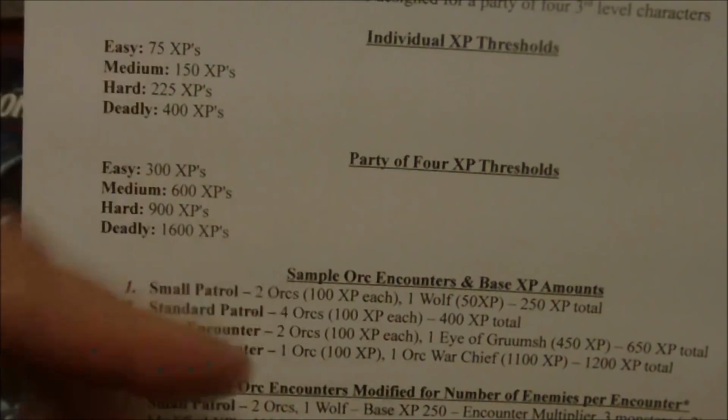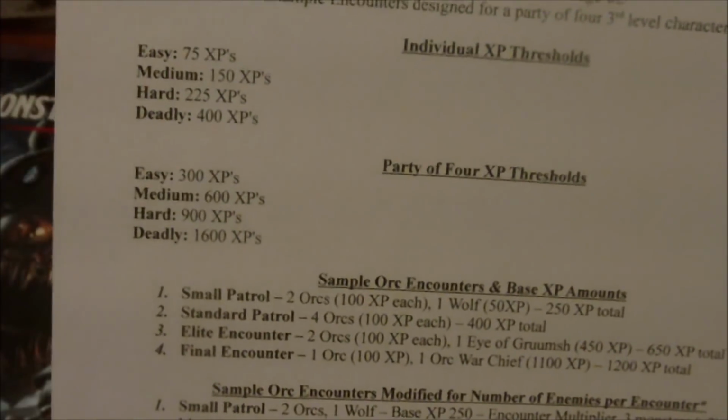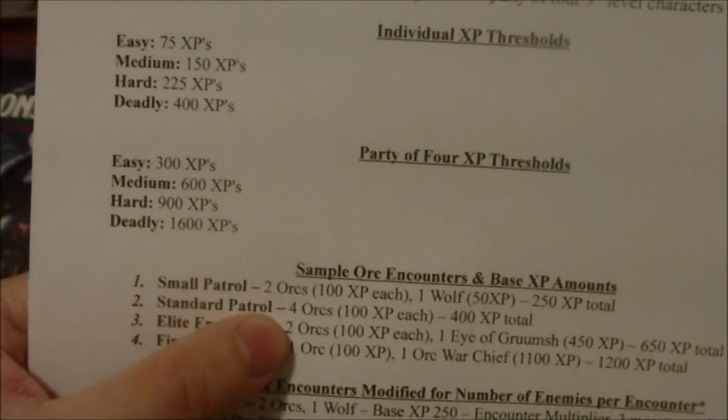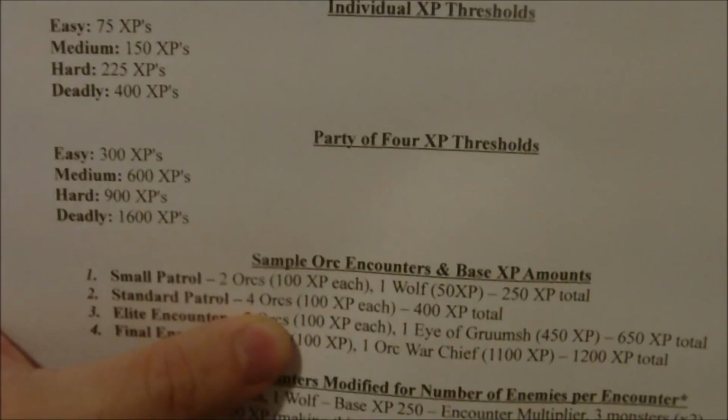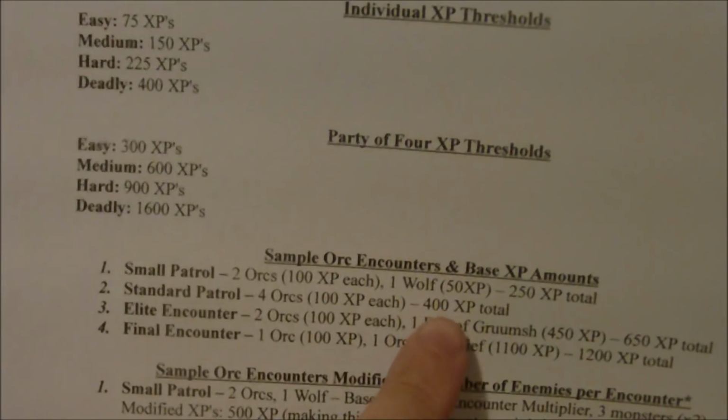But again, I just want to show you how you can design them using these threshold numbers that are in the Dungeon Master's Guide on page 82. We've got our standard patrol, which has 4 orcs worth 100 experience points each, so it has a base amount of experience points of 400.